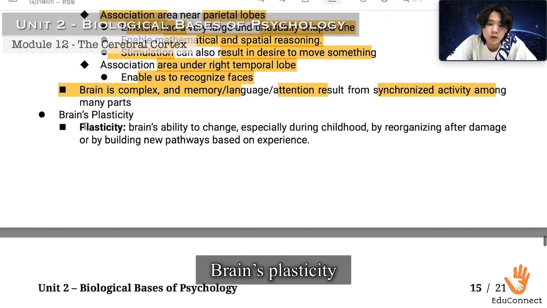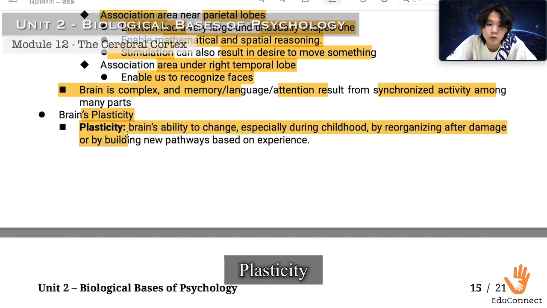And we're going to talk about the brain's plasticity now. Plasticity, this is a really important vocab as well, is the brain's ability to change, especially during childhood, by reorganizing after damage or by building new pathways based on experience.